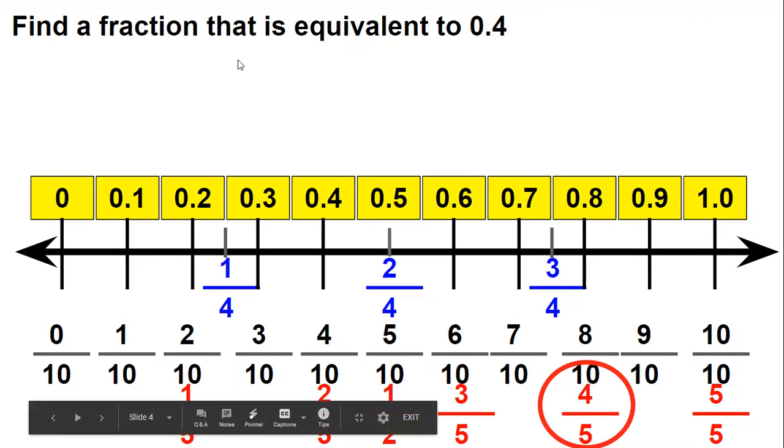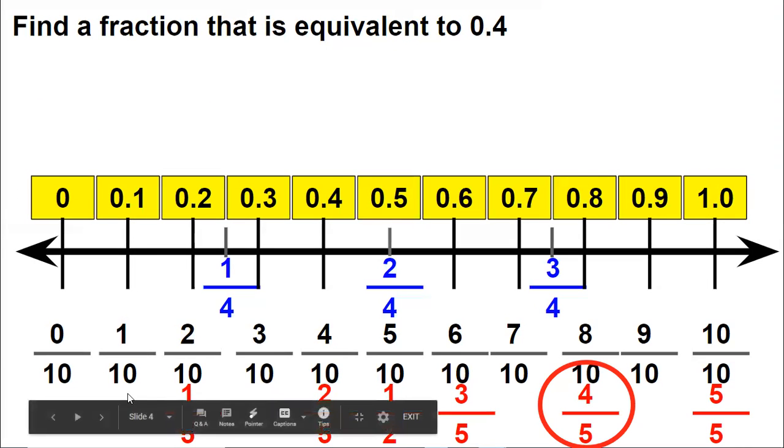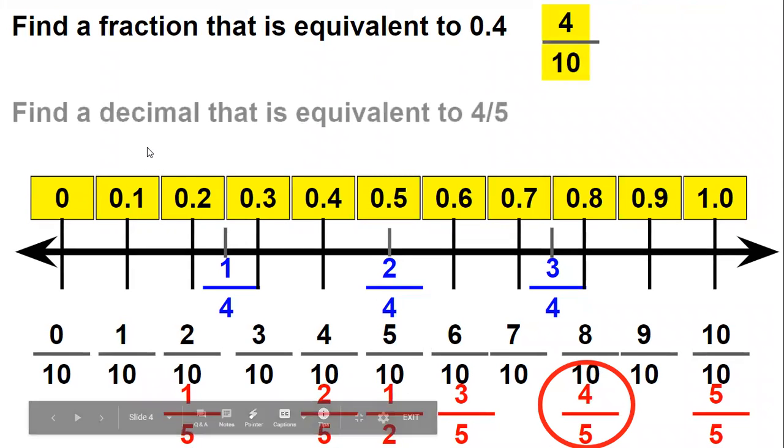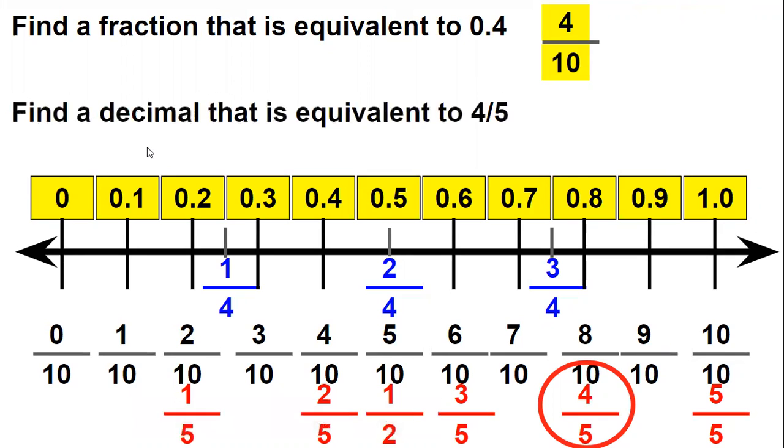All right, so we did find the equivalent to 0.4, and that was 4/10. Okay, back to where we were. Find a decimal that's equivalent to 4/5, and we decided that it was, well, that's not a decimal. It should be find a fraction that is equivalent to 4/5. That is incorrect.